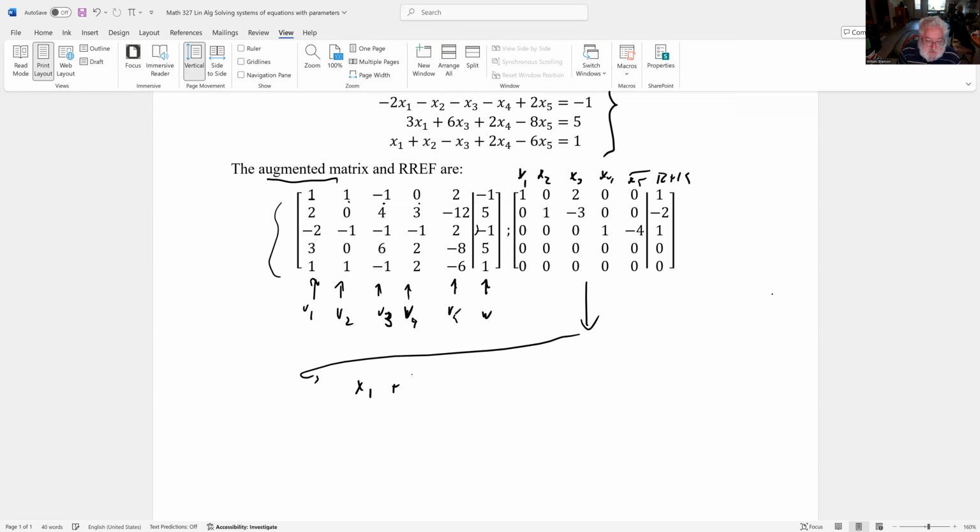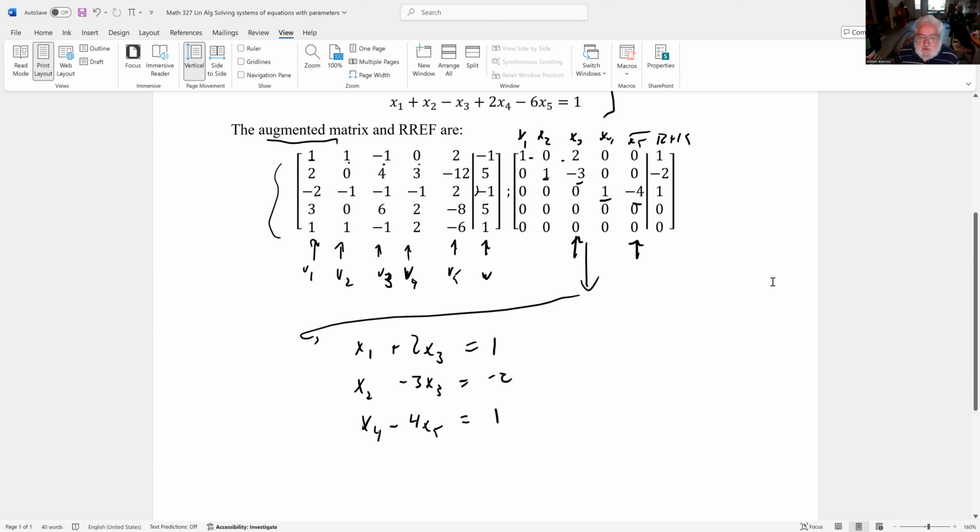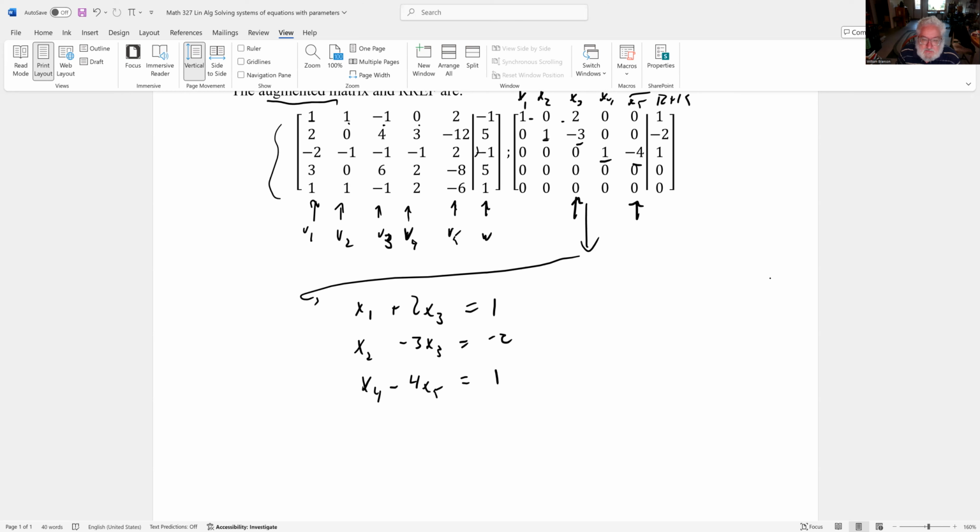x1 plus 2x3 equals 1. So that's this row. And then I have x2 minus 3x3 equals minus 2. And then finally, I have x4 minus 4x5 equals 1. Note that these two columns do not have any leading ones in them. So what I'm going to do is solve for x1, x2, and x4.